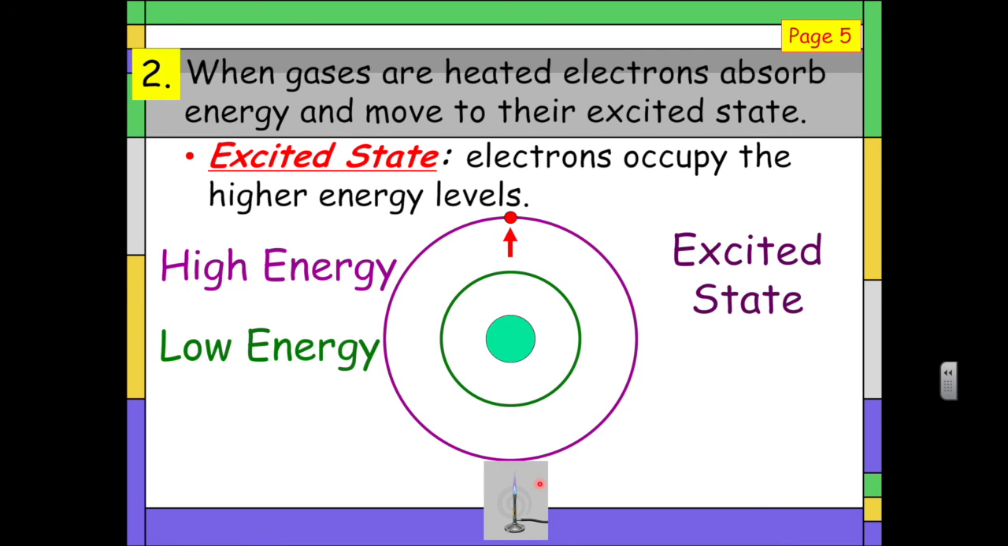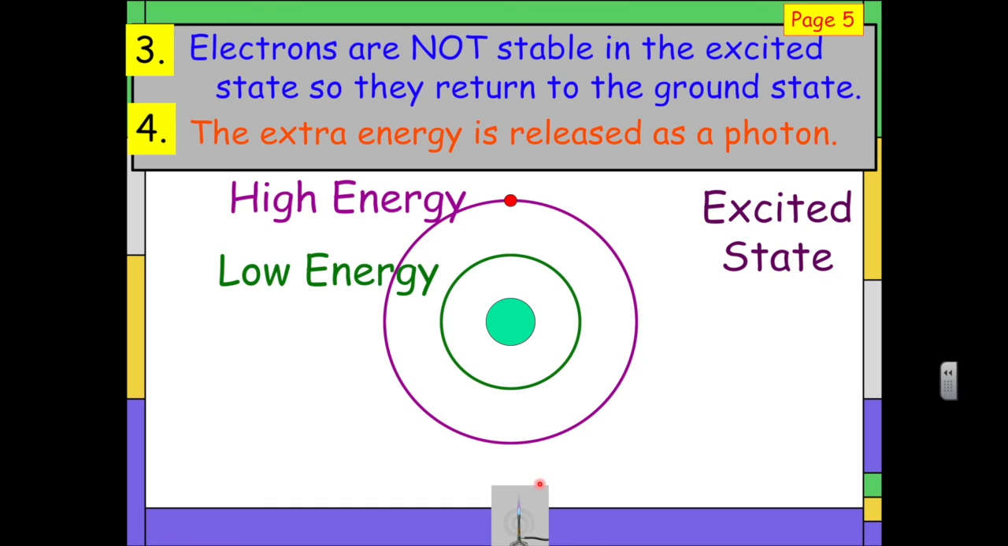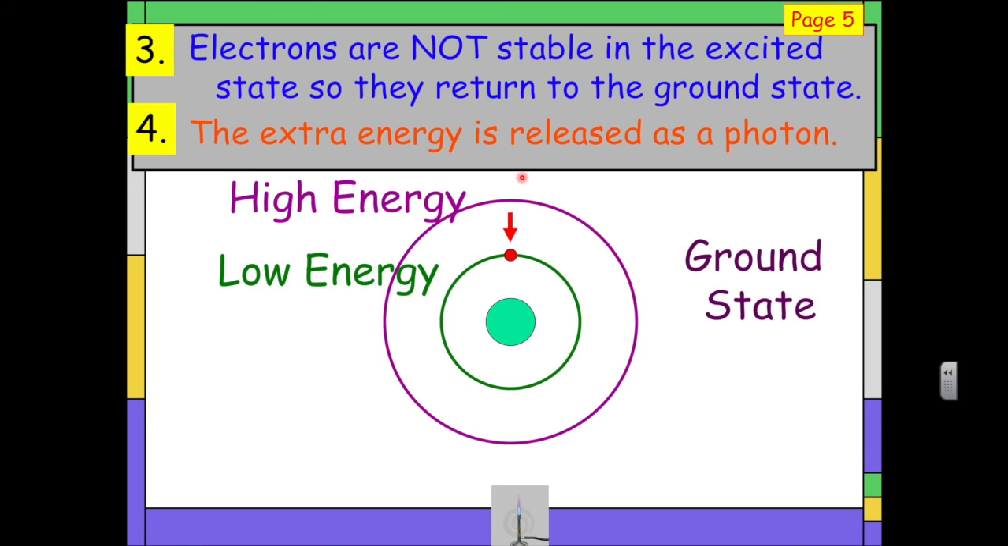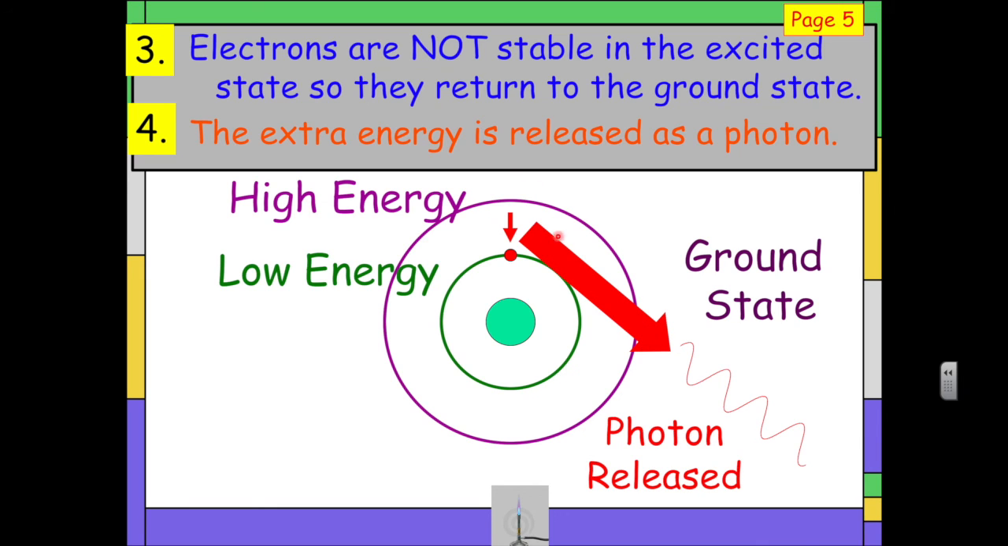Now, they're not stable in this excited state, so they will fall back to the ground state. But when they do, they will emit a photon, because there has to be conservation of energy. It absorbed energy, so it moved up to the higher excited state. But when it goes back down to lower energy, it has to emit some energy, and that is the photon being released. This photon is the light that you are seeing, traveling like a wave, and it's at a specific wavelength.